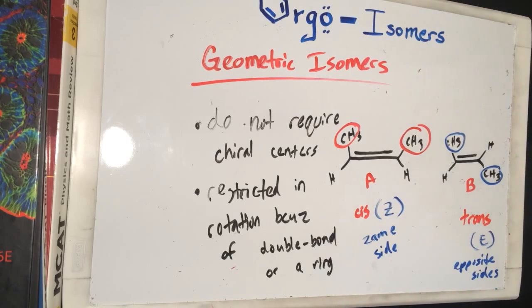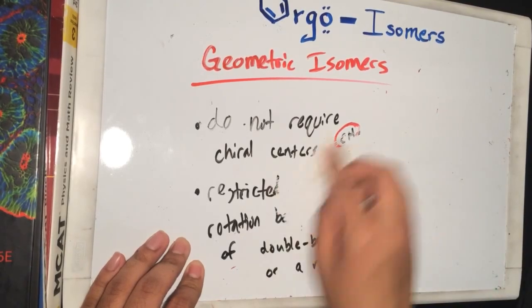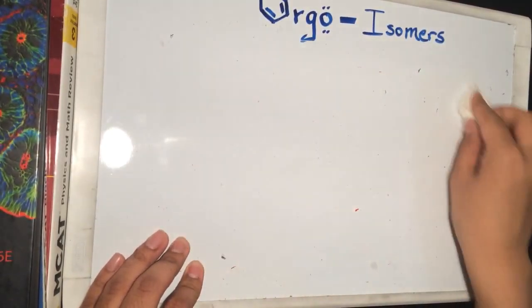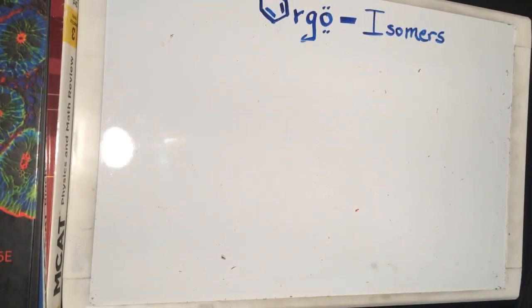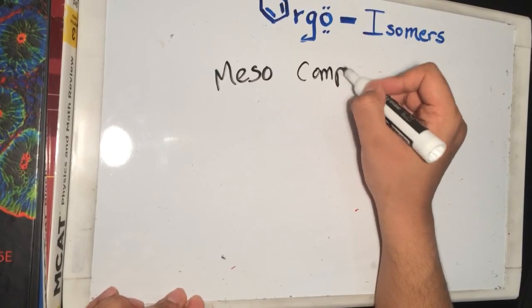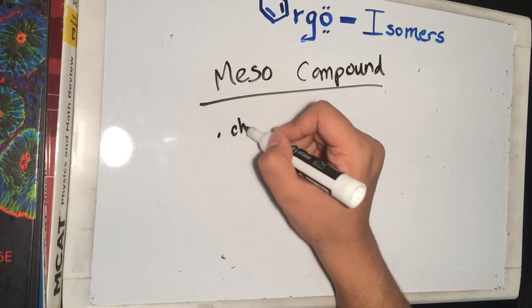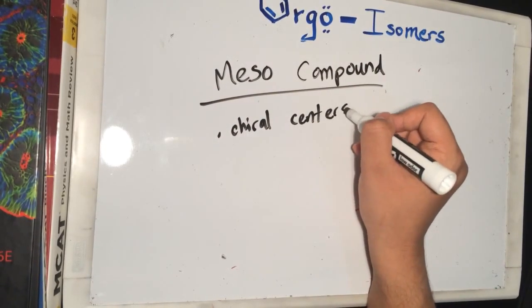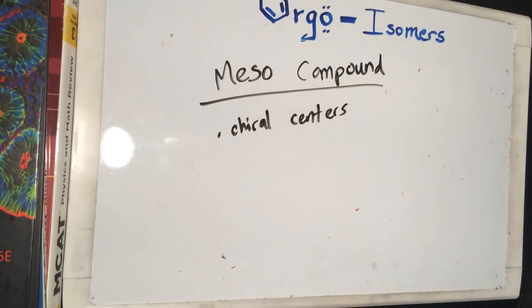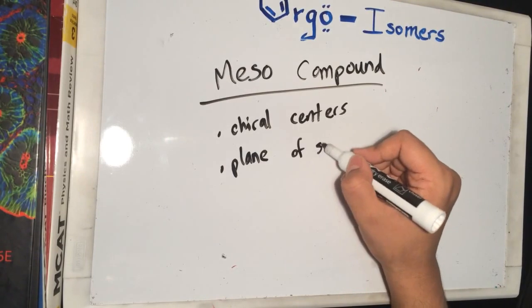Oh, and actually one last thing, we're going to talk about meso compounds. So all those things that we talked about, geometric isomers, enantiomers, diastereomers, blah blah blah, any one of them we can categorize as a meso compound. So it's another term to categorize something, and in order for something to be a meso compound, that molecule must contain chiral centers. That's one thing. It must have an internal plane of symmetry.